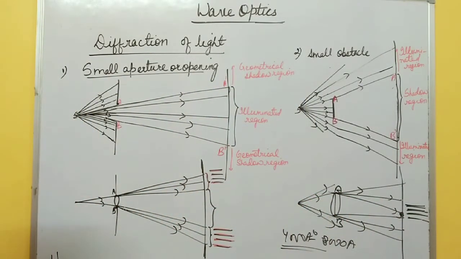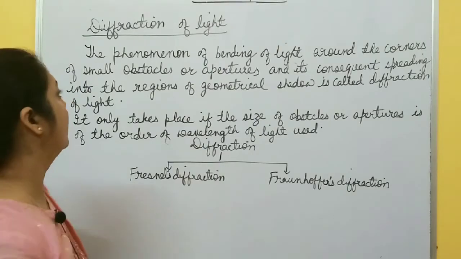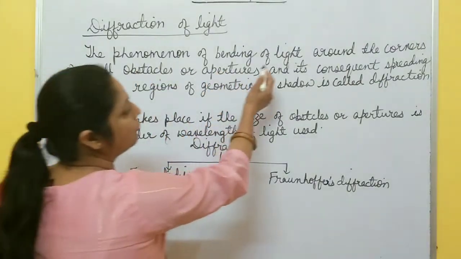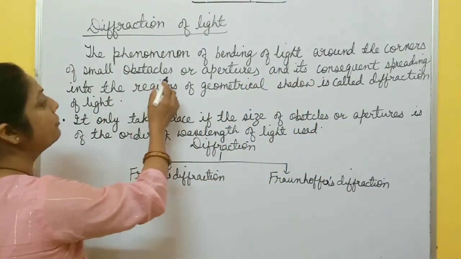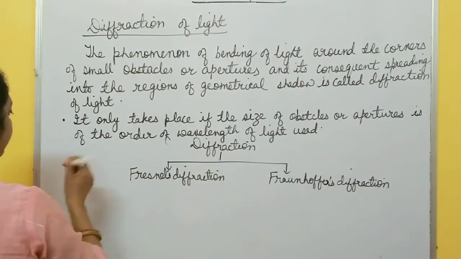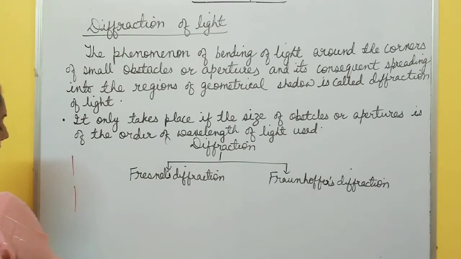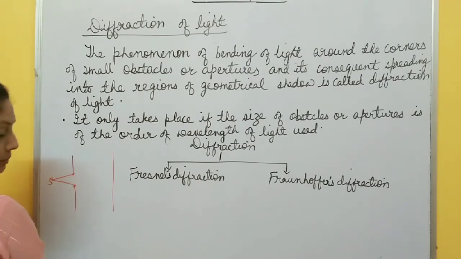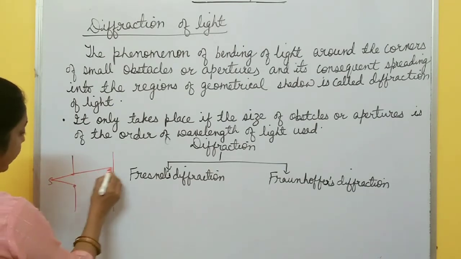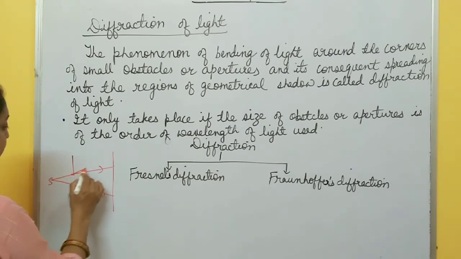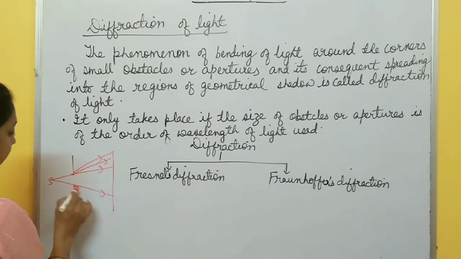Take a screenshot. Okay. So now, diffraction of light. What is the definition of diffraction of light? The phenomenon of bending of light around the corners of small obstacles or apertures. Suppose this is a small aperture, we already discussed this. So this is the source, light goes in this way, this is a screen. So at this corner or edges, light moves in a straight line, but here also bending of light takes place. Light moves this way, light bends in this way.